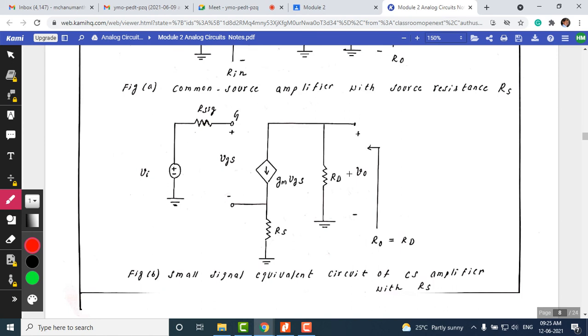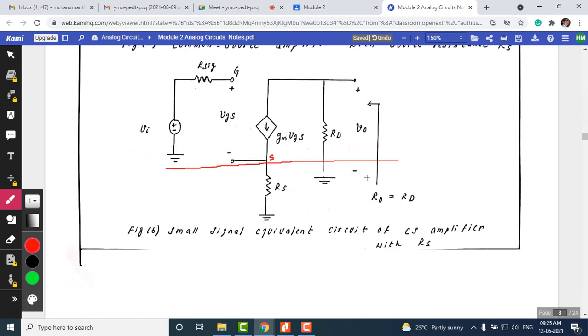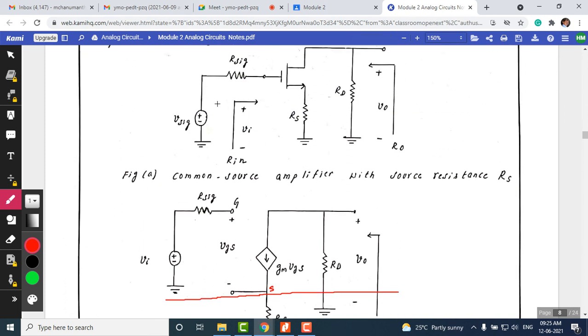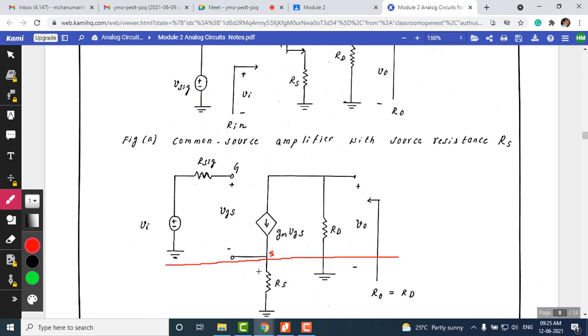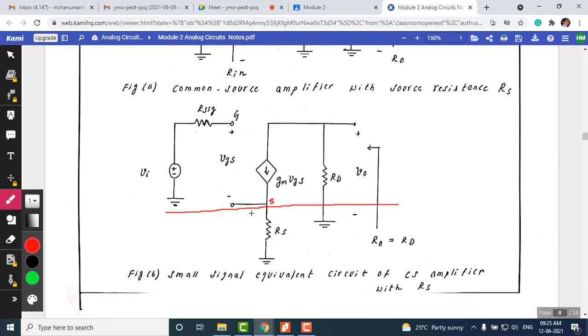As you can see, this part we have already done, and there is no change up to here. But look here: the only thing is that at the source terminal we have added an extra resistance. This equivalent circuit we have already shown in the previous section for the common source amplifier. The only addition in the equivalent circuit is that you need to add RS, similar to the original circuit. Other things I need not explain, since they come directly from the original circuit, so we need not worry too much about them.